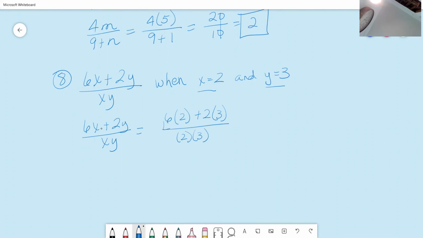All right, so go ahead and do order of operation. Let's do all your multiplications in the numerator and the denominator, and then we'll simplify from there. So 6 times 2 is 12. 2 times 3 is 6. And then 2 times 3 is 6. All right, so we're given 12 plus 6, which is 18, divided by 6 is 3.